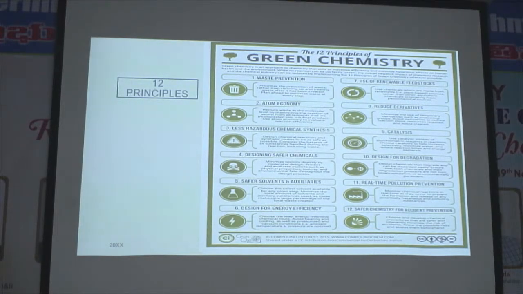But in mankind time, you only have 100 years. We don't have 1000 or 2000 years. So the most important principle is to use only renewable feedstocks. That means take from the renewables which come back through the cycle, like solar energy.